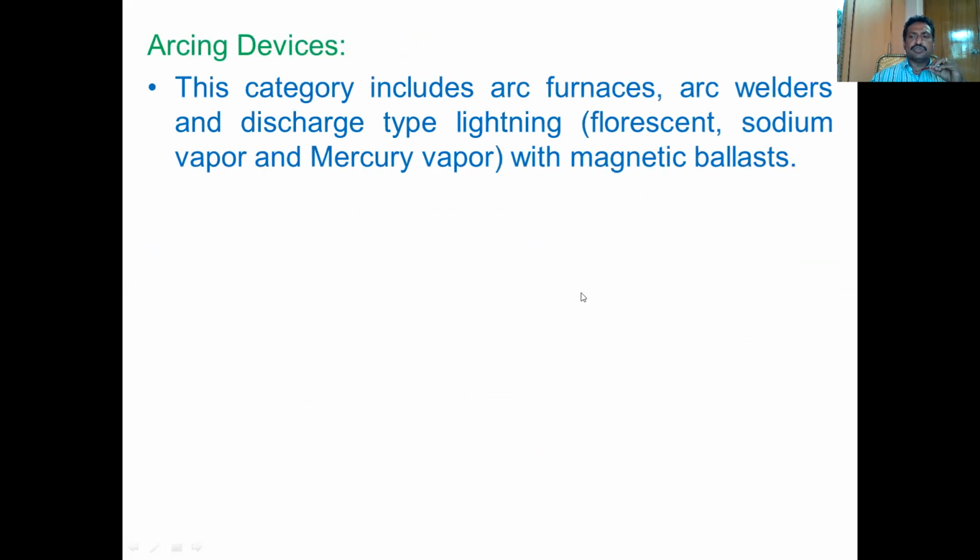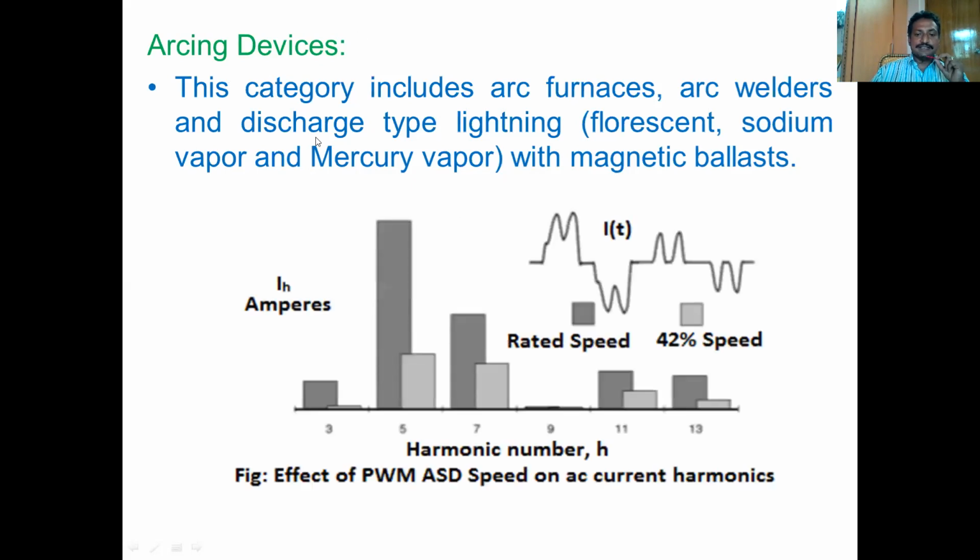Next, arcing devices. You know that welders and discharge type lighting, this category includes arc furnaces, arc welders, and discharge type lighting. You know that in discharge type lighting, fluorescent ballasts are used, sodium vapor and mercury vapor with magnetic ballast. We are using these, so these categories belong to the arcing devices. See how this will be distorted. Harmonic number H may be any value: 3, 5, 7, 9, all these things. Already told you, those categorizations are positive, negative.